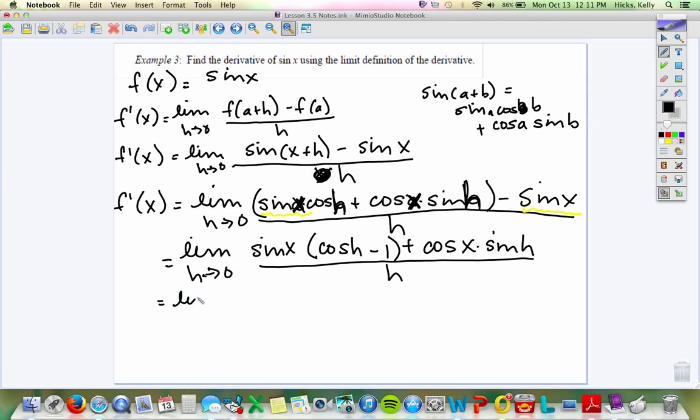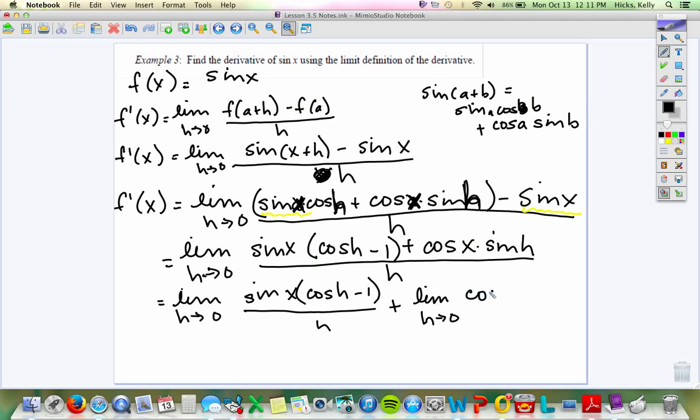Okay, and then the next thing I need to do, I'm going to run out of room here. Cosine h minus 1 over h plus, now do you remember that you can separate your limits like this? Not only can you separate them multiplying like we did in the previous problem, but you can separate them in this fashion, over h. Okay, so let's look at what we have here.